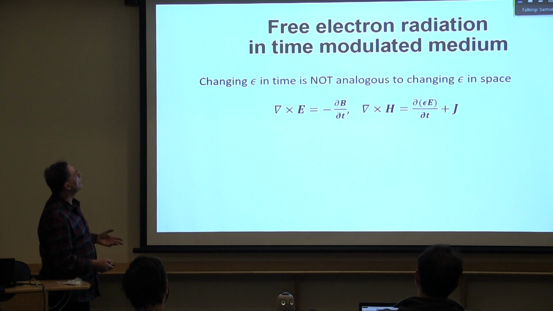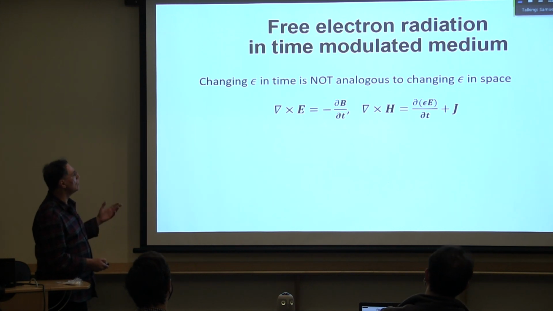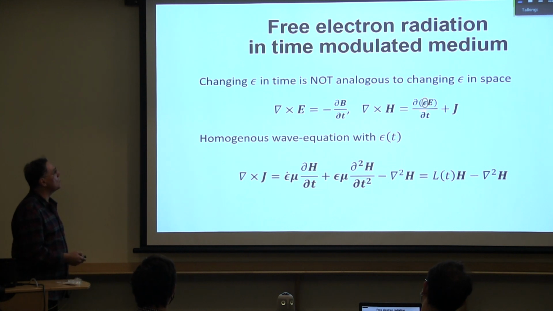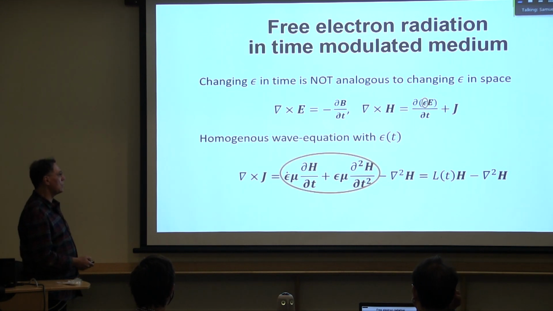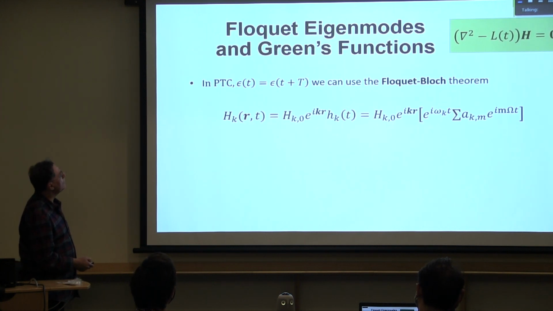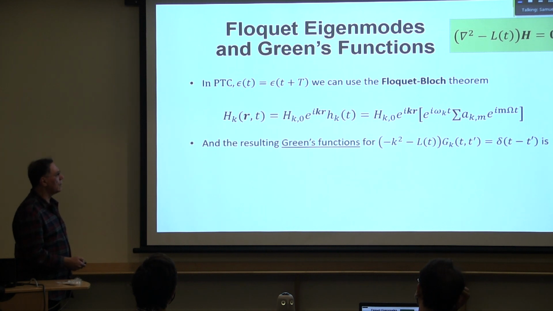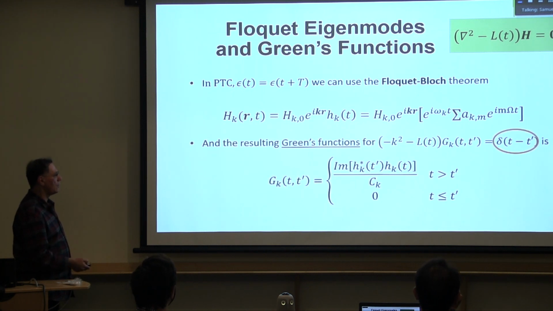So first of all, free electron radiation in a time-modulated medium. The story is very similar. And changing epsilon in time is not analogous to changing epsilon in space. Why is that? Because if you have epsilon, this is the wave equation in homogeneous space. And notice that you have two terms now. And we again find the Floquet modes and so on and so forth. And the Green function that I told you before. This is like the flash of light.